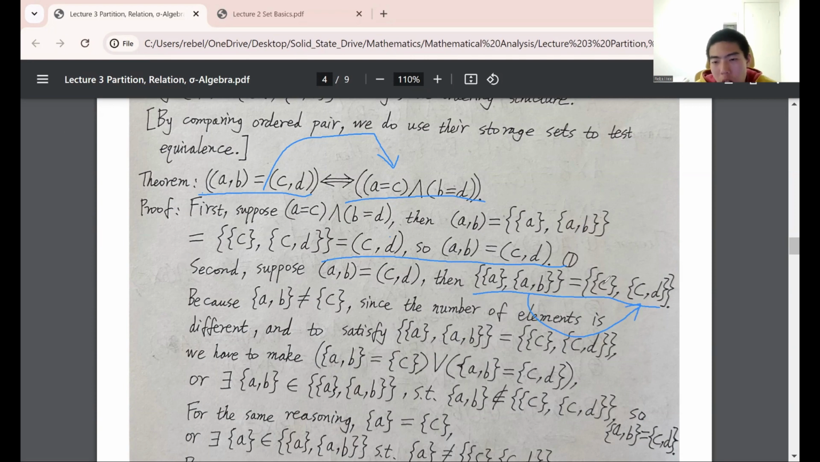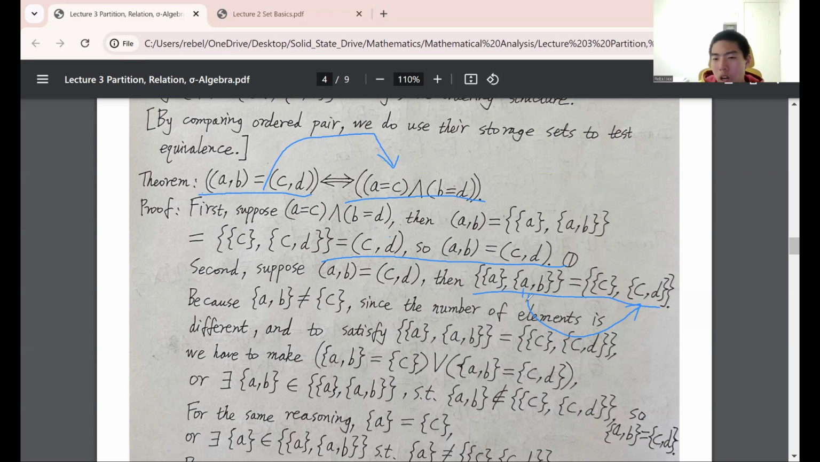Because if AB is not equal to CD, then there exists one AB that's not in this set, so it's not equal. So AB has to equal CD. And here we also have another consideration.